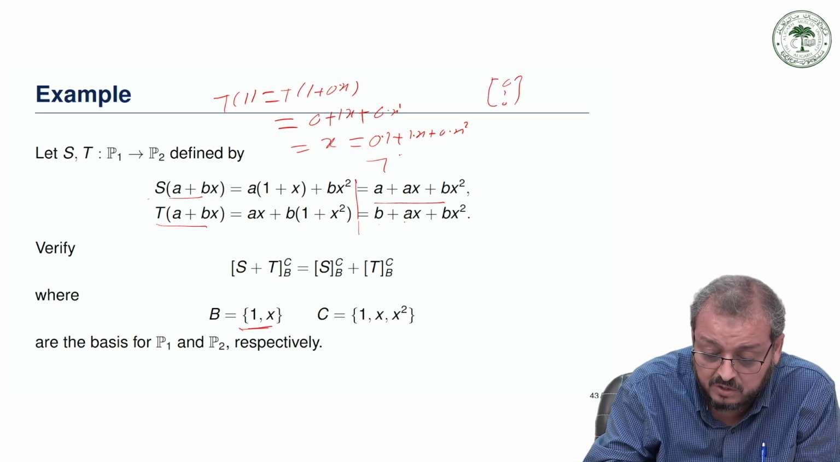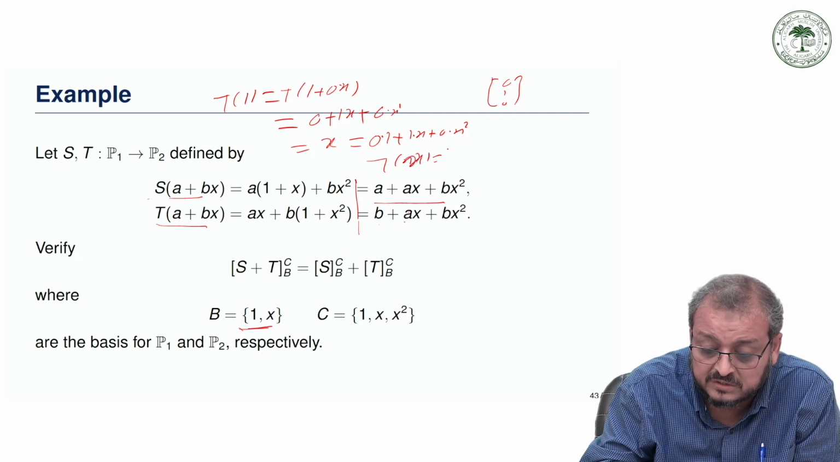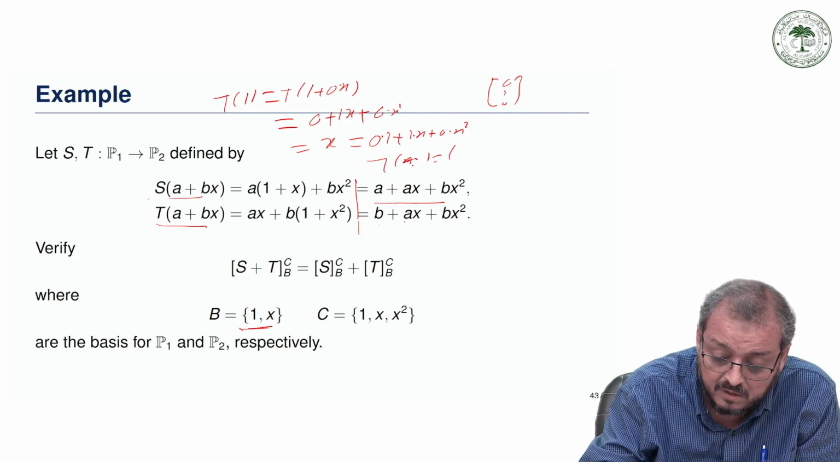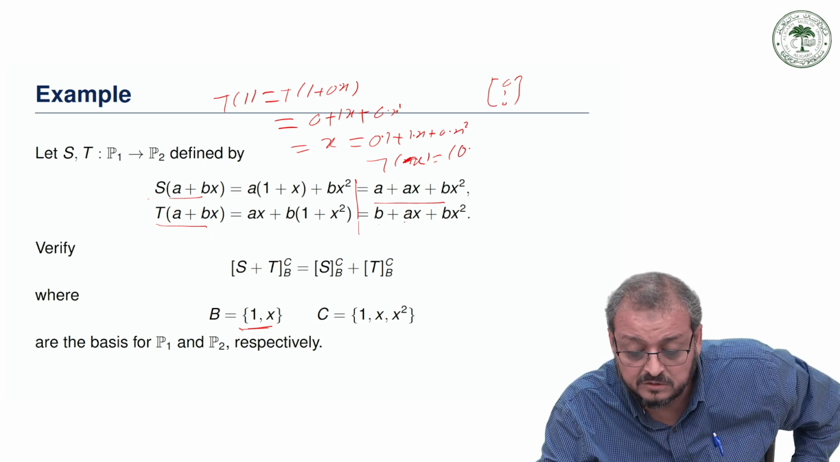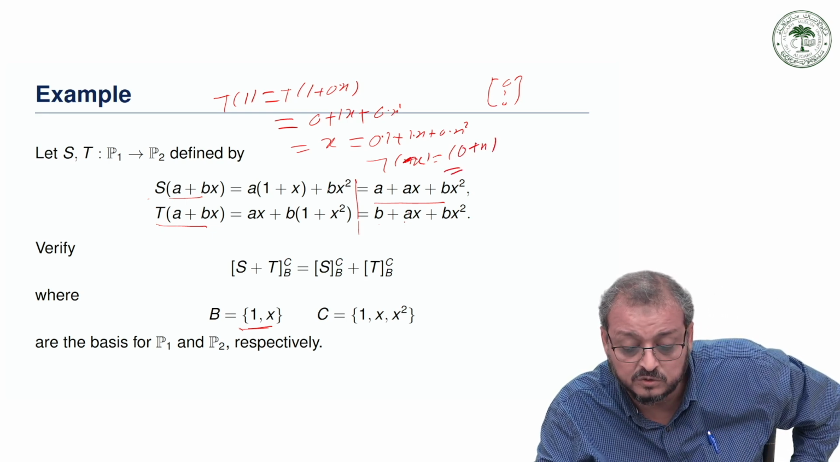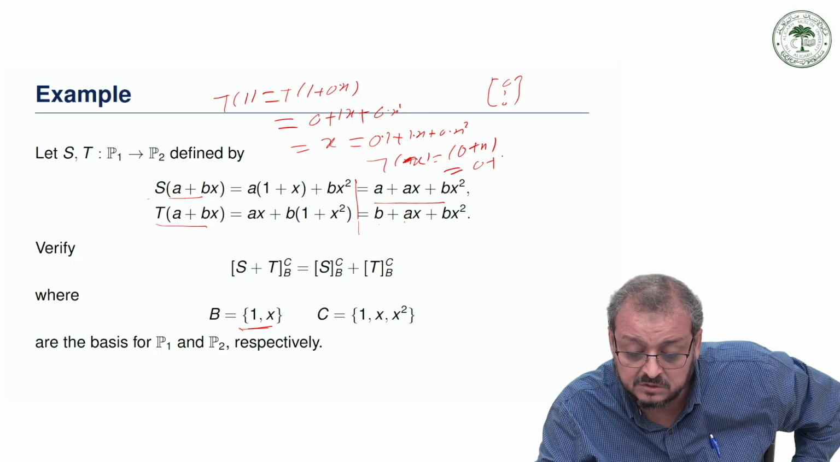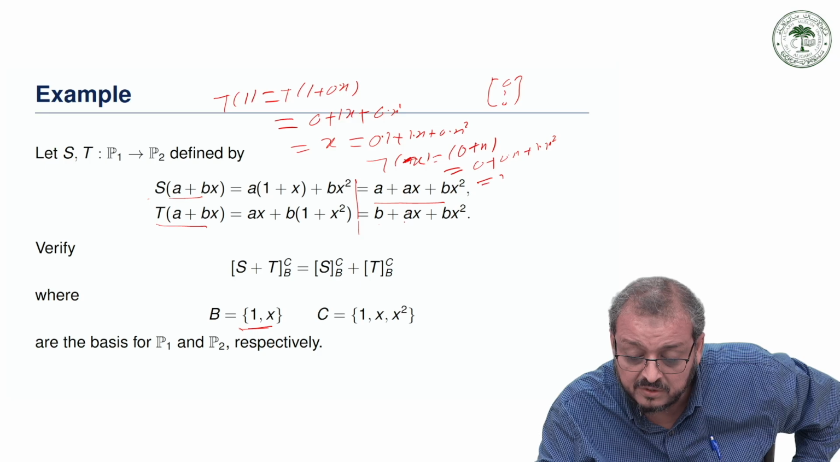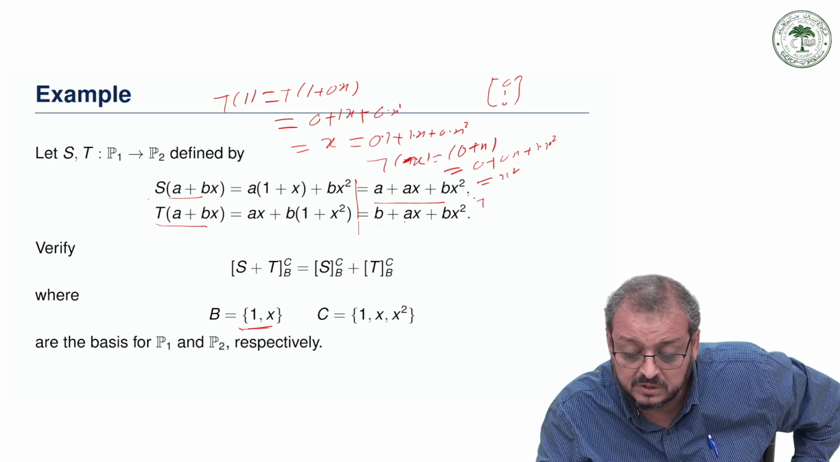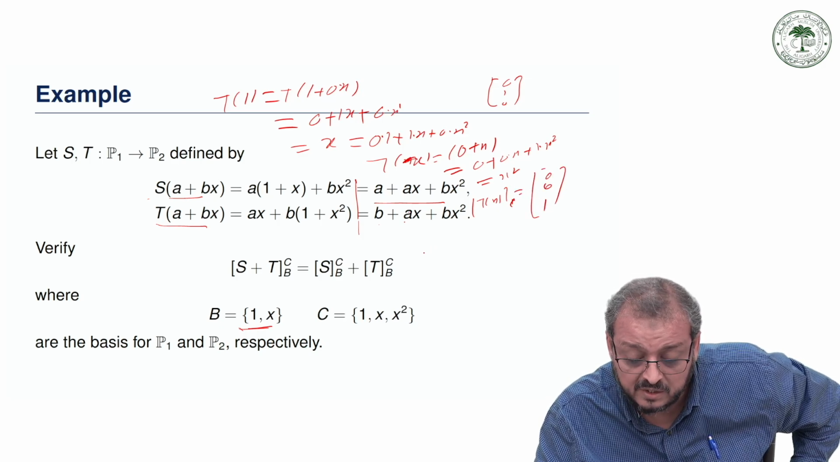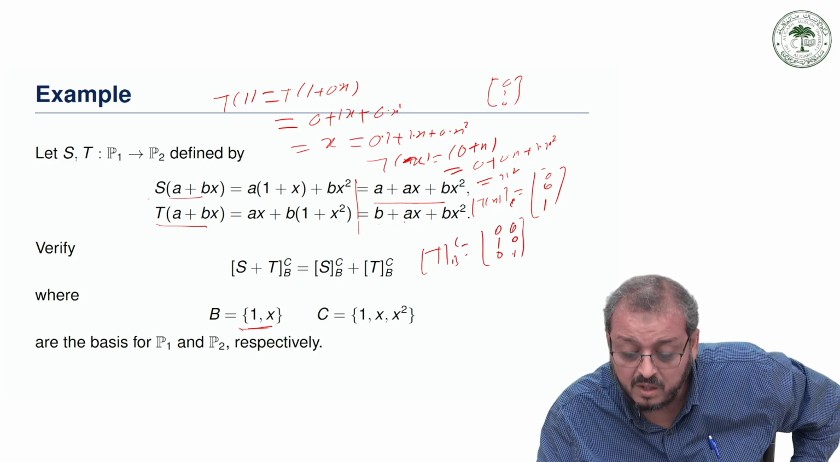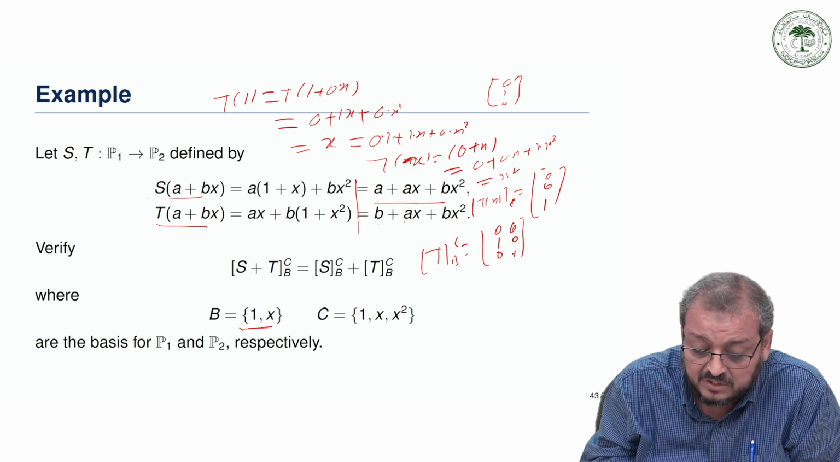In similar fashion we calculate T of x. T of x can be written as 0 plus x, which is 0 into 1 plus 0 into x plus 1 into x square. So this is nothing but x square. Then T of x corresponding to C is the column vector 0 0 1. So this means T with B and C is 0 1 0 0 0 1. This is for T.